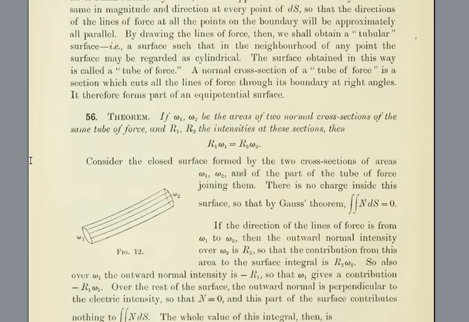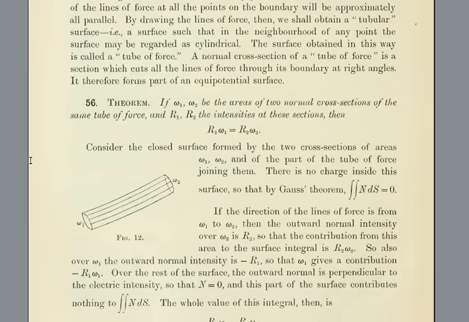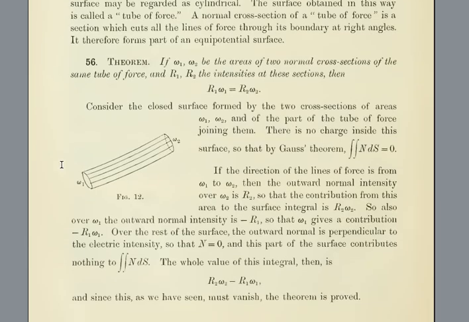56th theorem. If omega 1 and omega 2 be the areas of two normal cross-sections of the same tube of force, and R1 and R2 the intensities at these sections, then consider the closed surface formed by the two cross-sections of areas omega 1 and omega 2, and of the part of the tube of force joining them. There is no charge inside this surface, so that by Gauss's theorem, the integral of the normal component of the electric field over the surface is equal to 0.